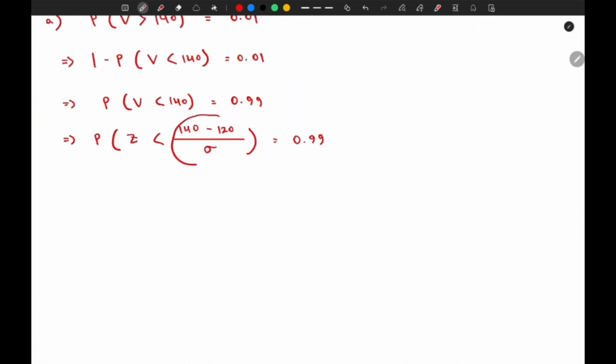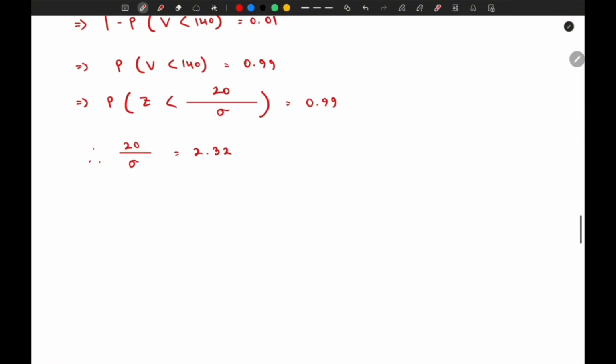And when the probability is 0.9898, the value of Z is 2.32. So we can say that this is equal to 2.32. And 140 minus 120 is 20. So 20 over the standard deviation is equal to 2.32. So from this we can find the value of the standard deviation, which is around 8.62. So that is it for the first part.